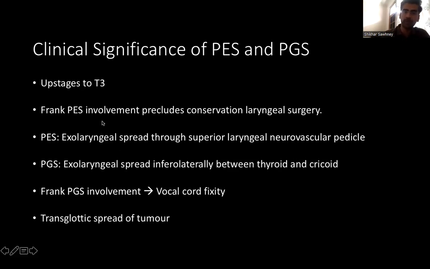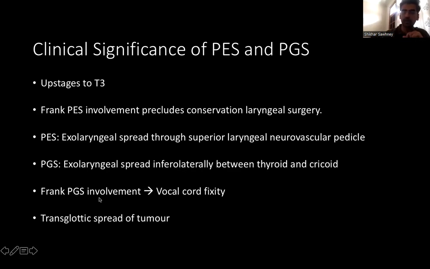Frank involvement of the pre-epiglottic space precludes any conservation laryngeal surgeries, as it would necessitate removal of the hyoid bone as well, and we wouldn't have anything to anastomose the remnant larynx with. Involvement of the pre-epiglottic space also leads to exolaryngeal spread through the superior laryngeal neurovascular bundle, as I already mentioned, through the thyroid membrane. Even the paraglottic space would allow an exolaryngeal spread inferolaterally, because that communicates with the gap between the thyroid and the cricoid cartilage.